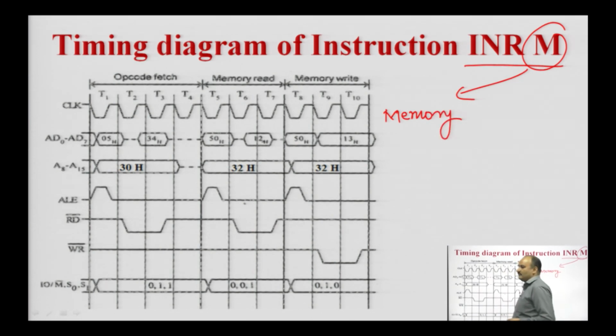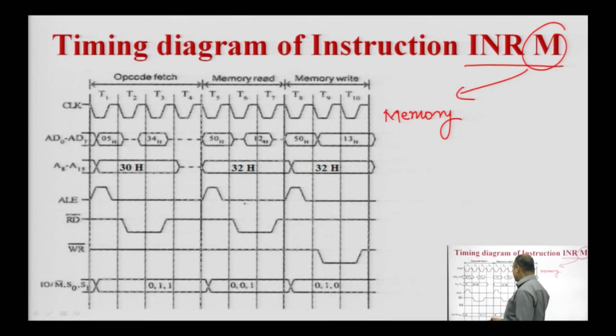If you want to perform any operation with the memory, it is essential to identify its 16-bit address. So, first we identify the 16-bit address with the help of the 16-bit address lines, that is A0 to A15 of the microprocessor. In the timing diagram, the address lines A0 to A15 will carry the 16-bit address of the memory where the content, data or operand is present. So, whenever the microprocessor executes this instruction INR M, it will increment the content of the memory location by 1.